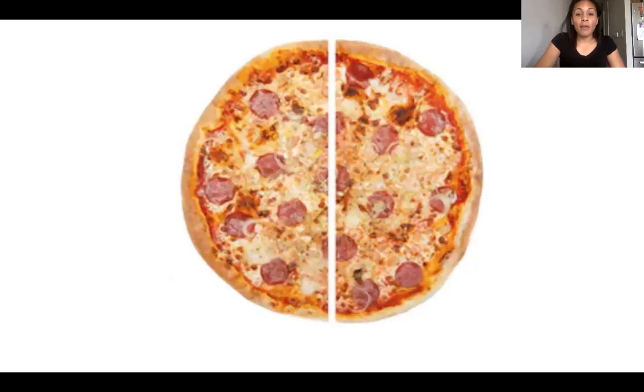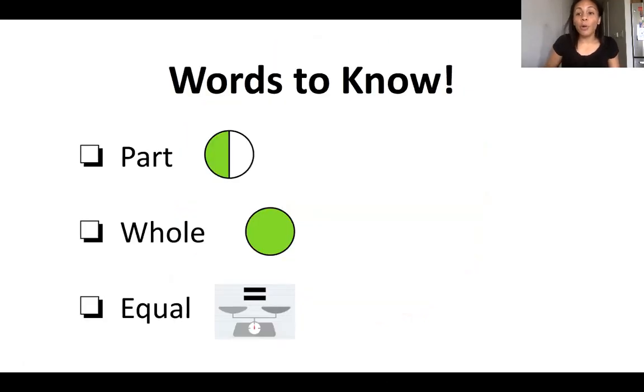Okay? All right, so here are some important words that you're going to need to know for all the things that we are working on today. The first word that you're going to need to know is the word part. Can you say that? Part. So if you look at this green piece of the circle, the green section is called the part, okay? Each of these is a part, but this green one is one of the parts.